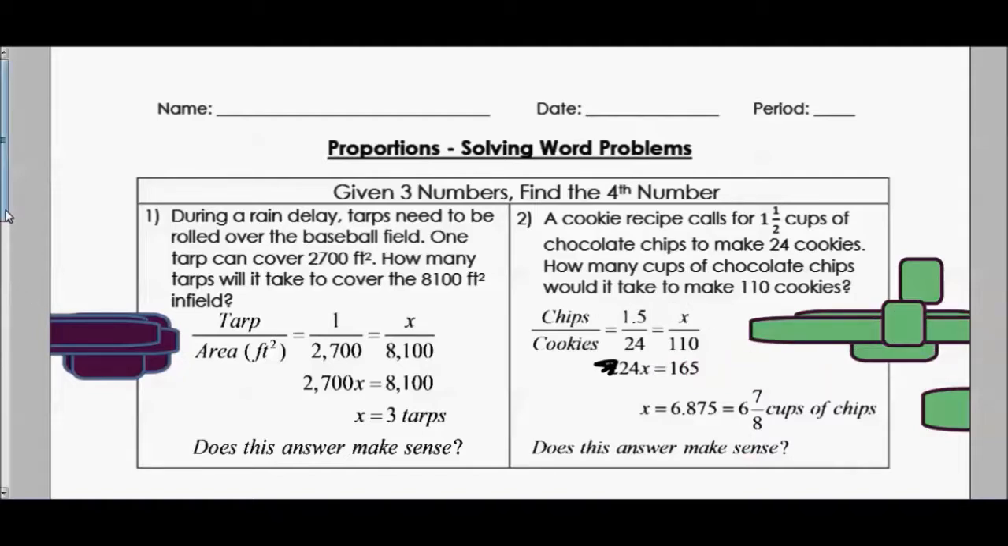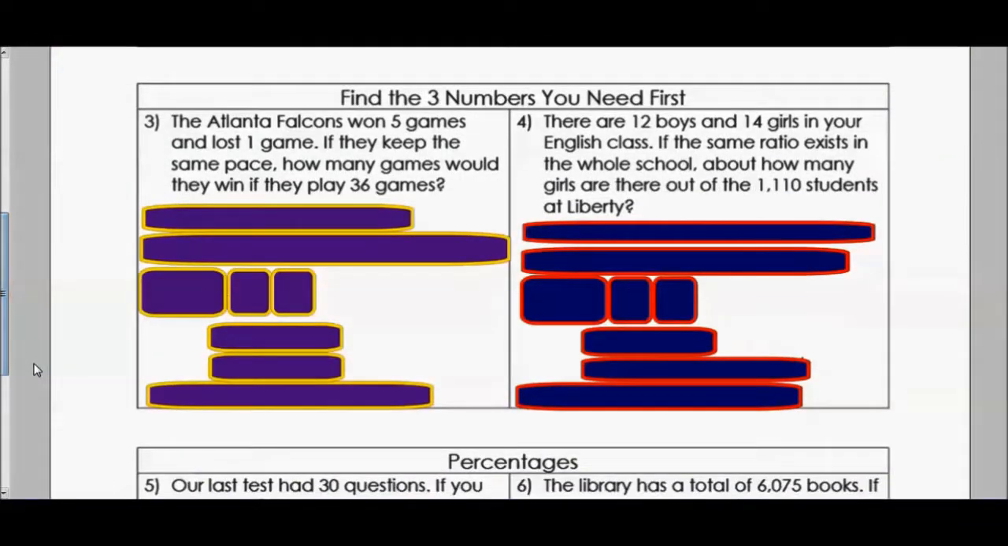That makes sense. The next set of problems, we're actually going to need to find some of the three numbers. We don't have all three numbers right away. It might look like we have the three numbers that we need, but we can't just set up the proportion using those three. We're going to need to find the third one and then move from there into the proportion and solve for the. Number 3 says the Atlanta Falcons won 5 games and lost 1 game. If they keep at the same pace, how many games would they win if they play 36 games?